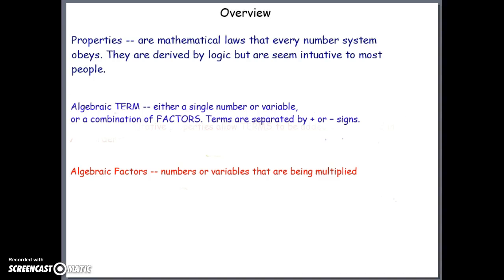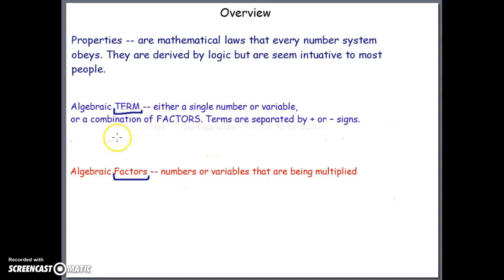Real quickly, just what is a property? We're beginning to learn about these properties of expressions, and properties are the mathematical laws that our number system obeys. They're derived from logic, even though to most people these properties are intuitive. They're just common sense. Two words that we're going to focus heavily on when we define what these properties mean are term and factors. So what is an algebraic term?